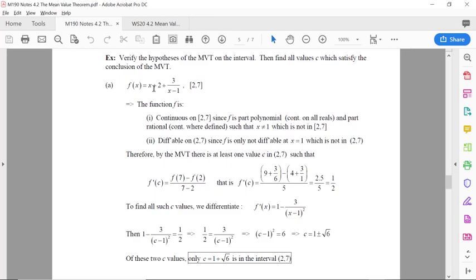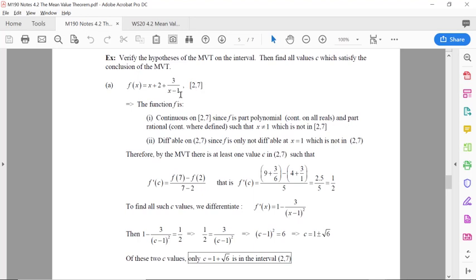So there is a domain restriction. x cannot equal 1, but x equals 1 is not within the interval that we're interested in. So the mean value theorem therefore would apply.